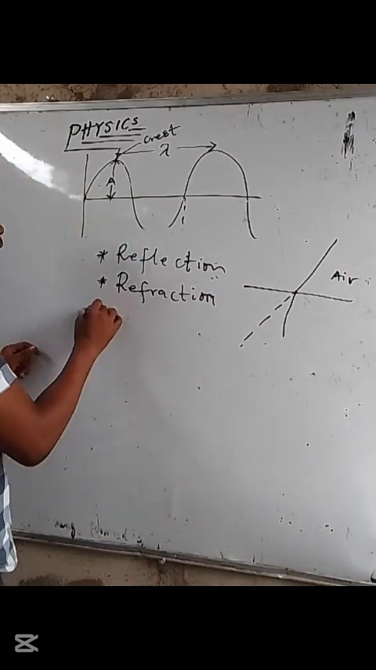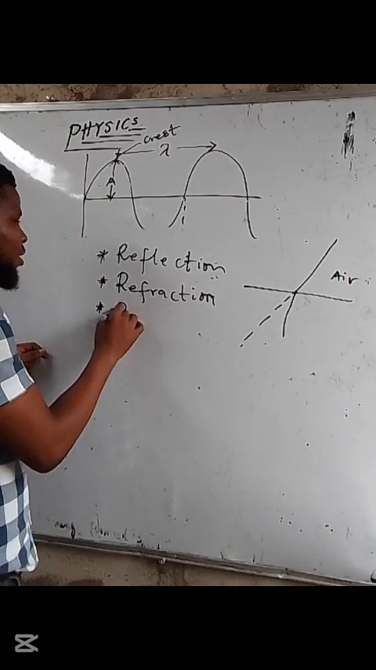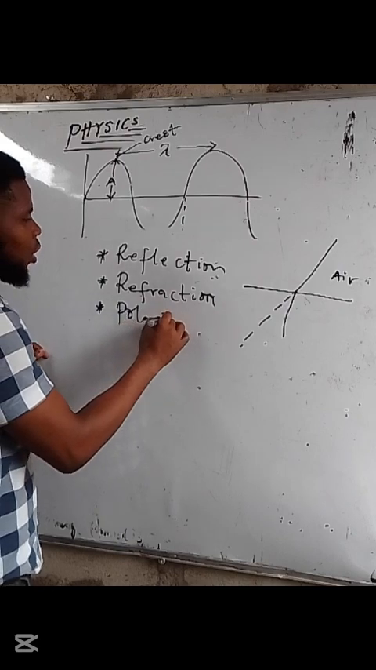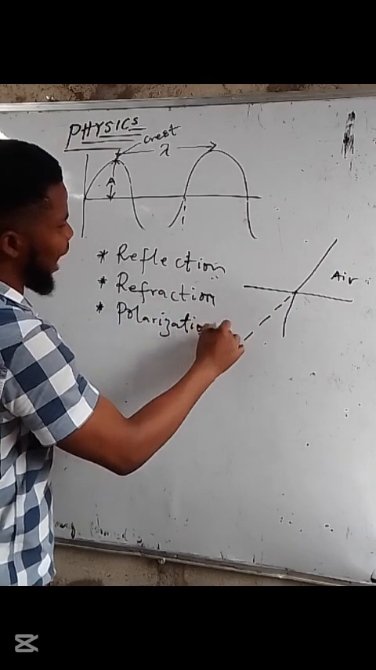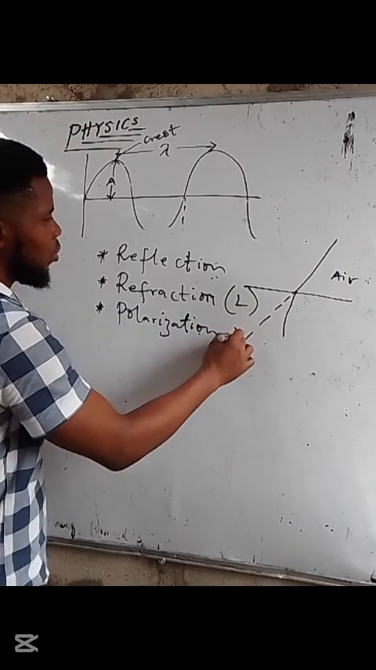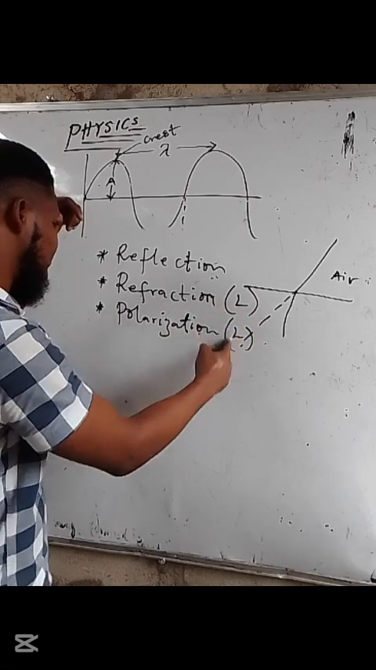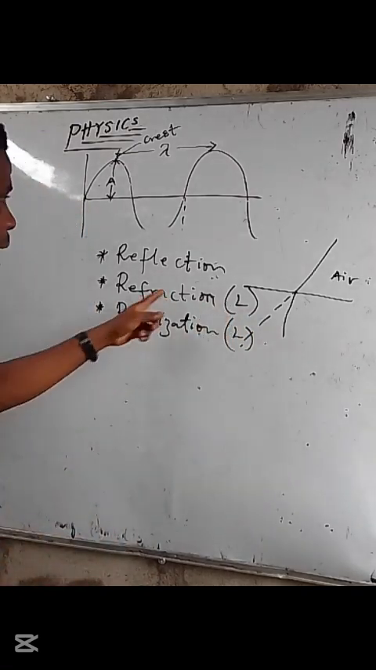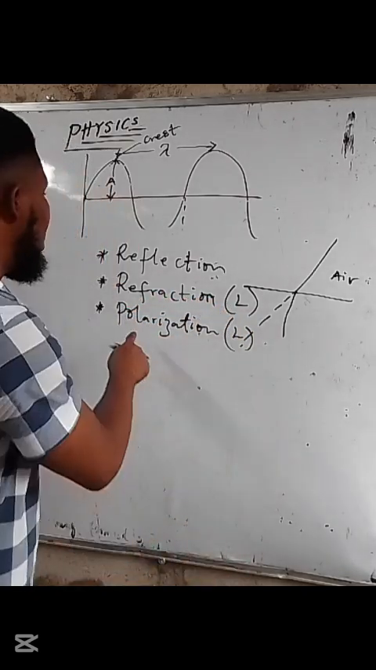So a wave can be polarized. Polarization is also for light. Remember, this is what happens in light. All electromagnetic waves experience this, apart from sound. So a wave can be polarized.